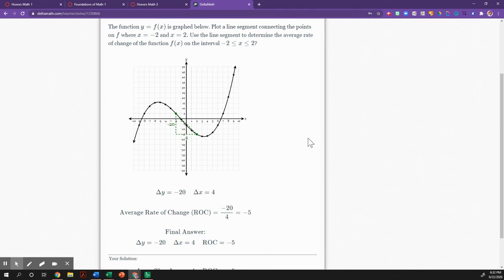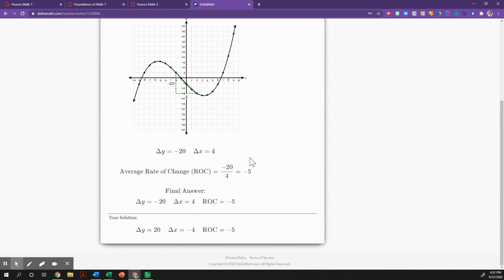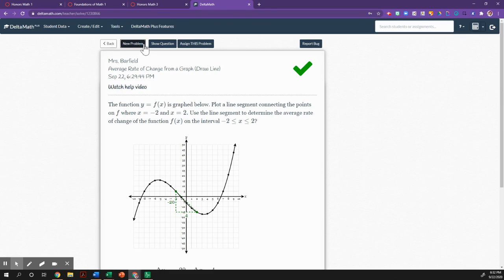There we go. Notice, I'm not perfect. Never said I was. We all make mistakes. So we need to make sure we check what the y-axis and the x-axis are counting by. Is it counting by ones, by twos? In this case, it was counting by fives, and I missed that. Let's try one more, especially since I got that one wrong. New problem.